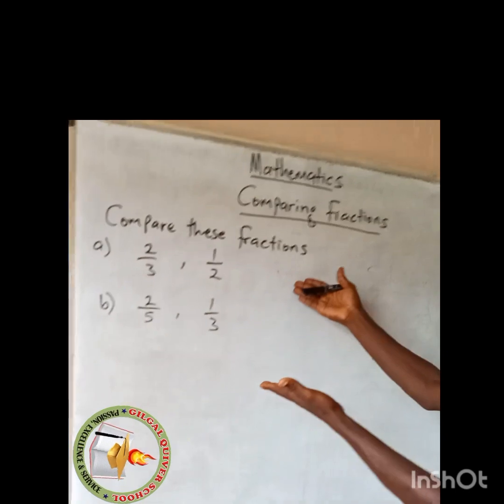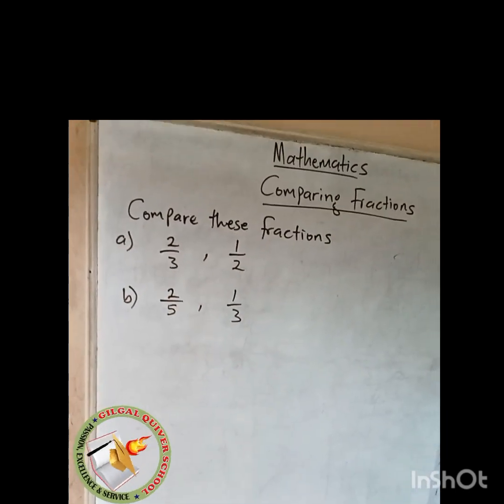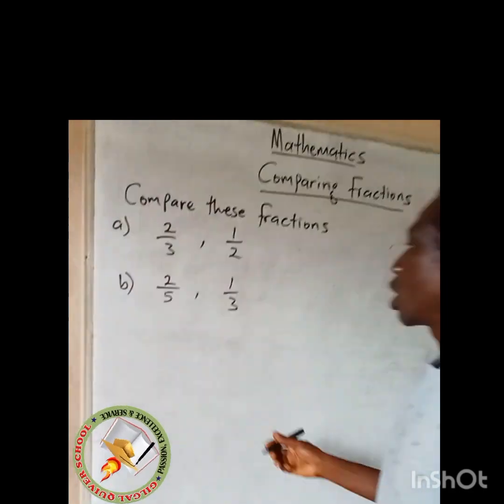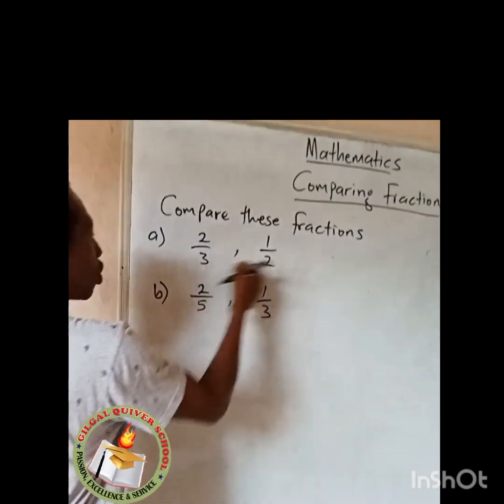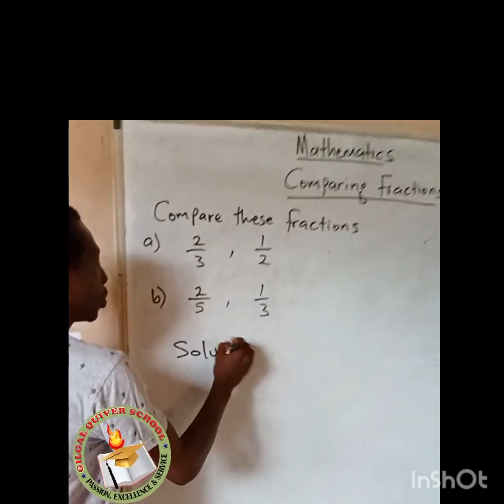Now look at this example. Compare these fractions 2 over 3 and 1 over 2. There is something you can do. Just try to make these two fractions have the same denominator. So let us see how we are going to do it.